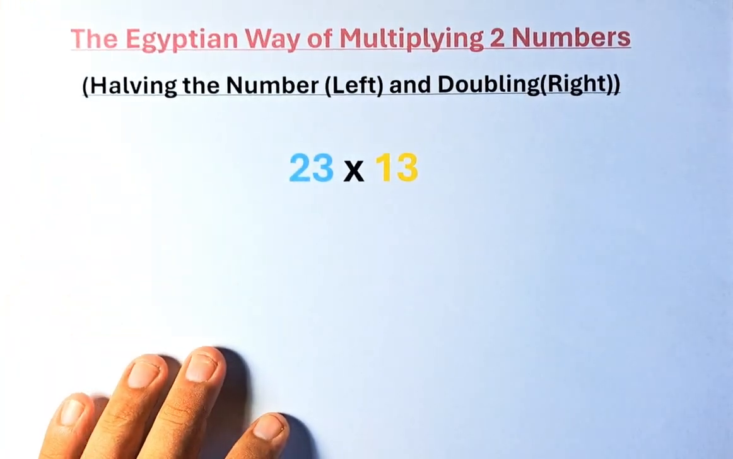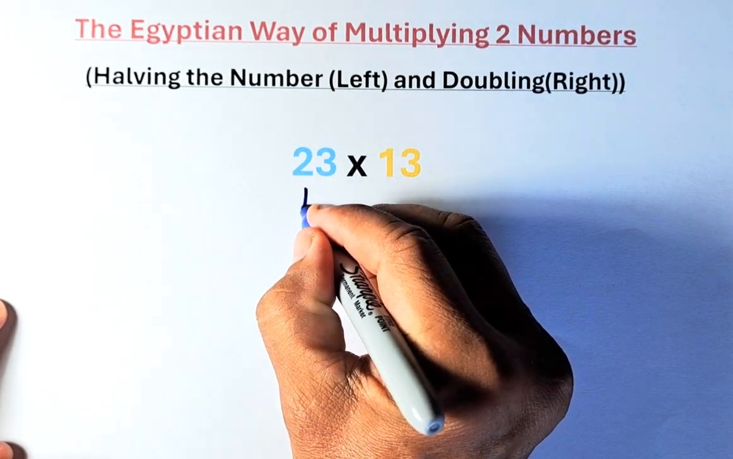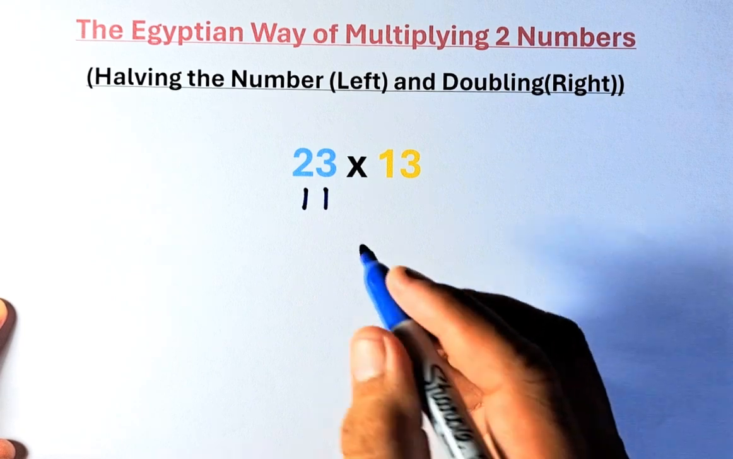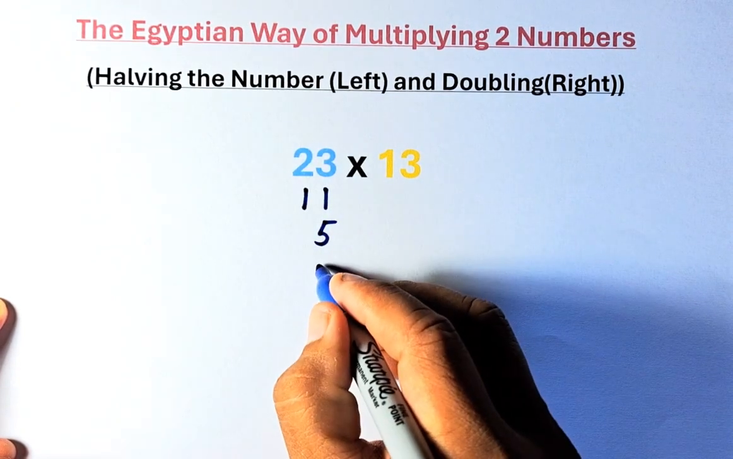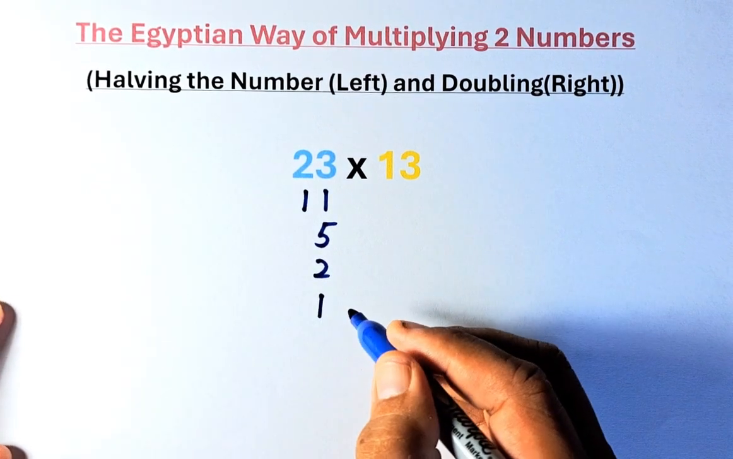Okay, now we do a slightly more difficult example. It's going to be 23 multiplied by 13. As I said before, we are going to halve the number on the left and double the number on the right. So let's start, okay? 23, when you halve it, is going to be 11, remainder 1, so leave it at 11. 11 halved is going to be 5, remainder 1. 5 halved is going to be 2, remainder 1. And then 2 divided by 2 is going to be 1.